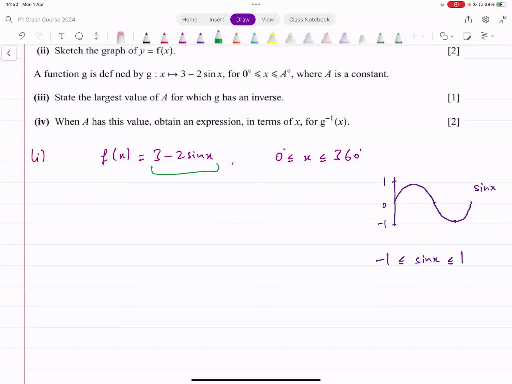The only variable is x. And you know what the smallest value of sine x is and what the largest value of sine x is. All you have to do is look at these extreme values of sine. Sine has these two extreme values, -1 and 1.